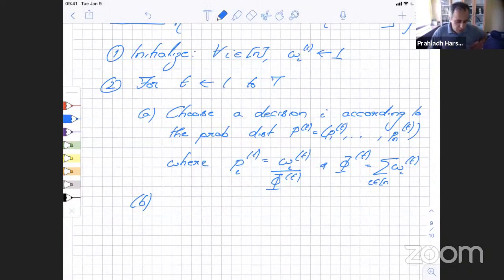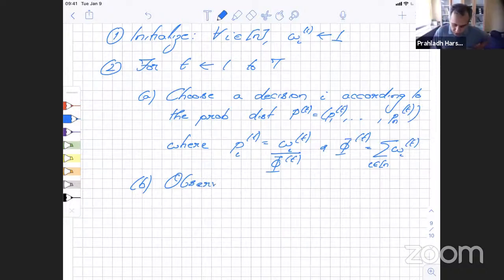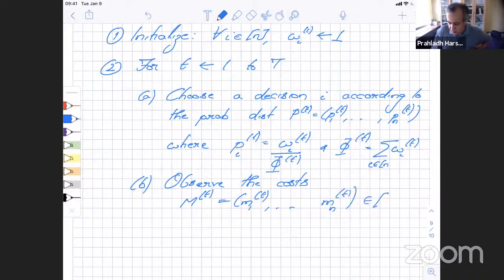Okay, so you do this, then you observe the costs. You observe this vector m^t, which is m_1^t, ..., m_n^t. This is some vector in [-1, 1]^n. You observe the rewards and losses for all the n experts at this time step. And now you update the weights.